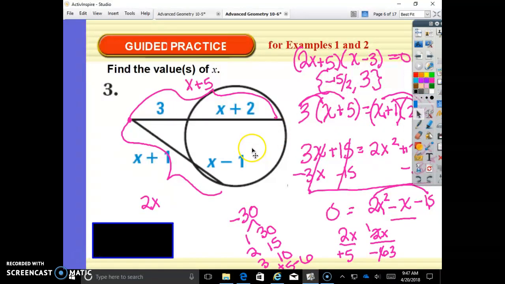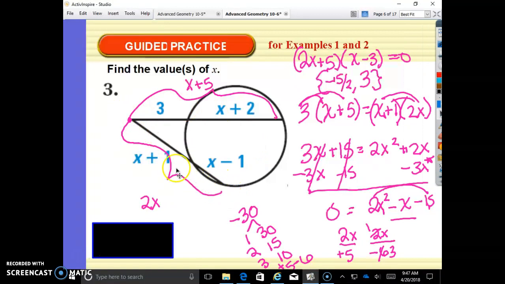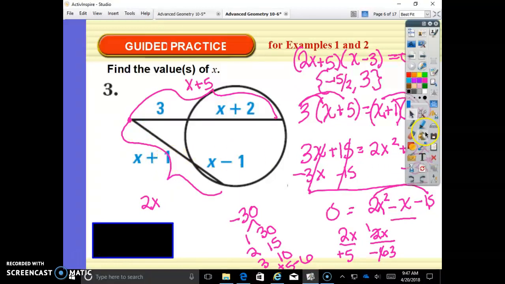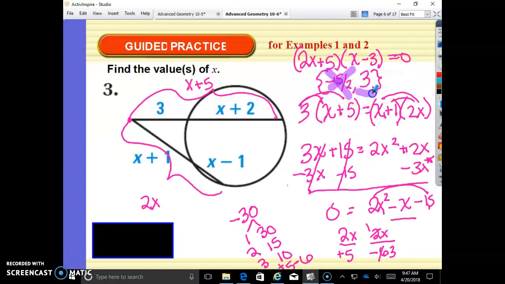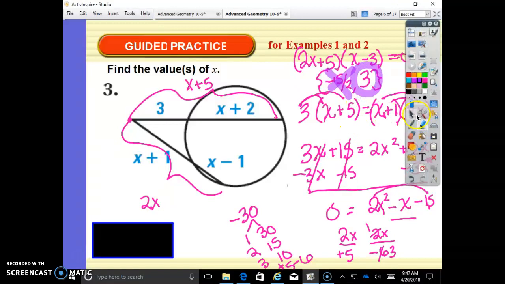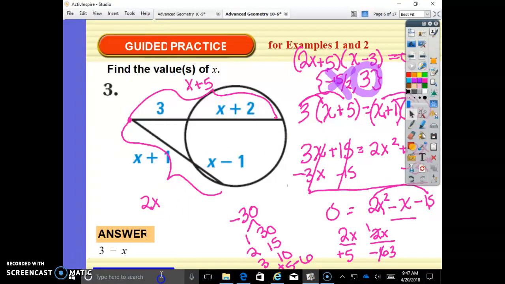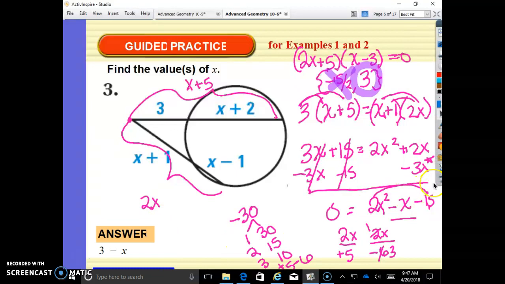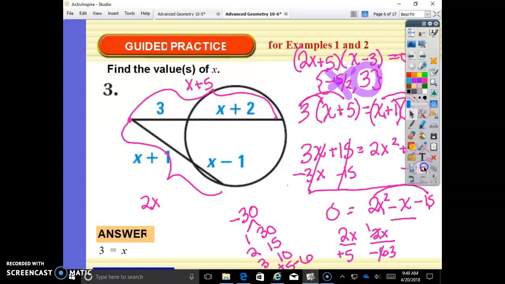5 halves and 3. If we are dealing with lengths, can you have negative 5/2, or in this case, if I plugged it in here, it'd be negative 1.5. Can you have a negative length? No, you can't. So that means that this is going to be an extraneous solution. It's a solution that's not going to work. So our one and only value of x is going to be 3. Okay, does everyone understand why we had to throw out that negative length? You cannot have a negative length.